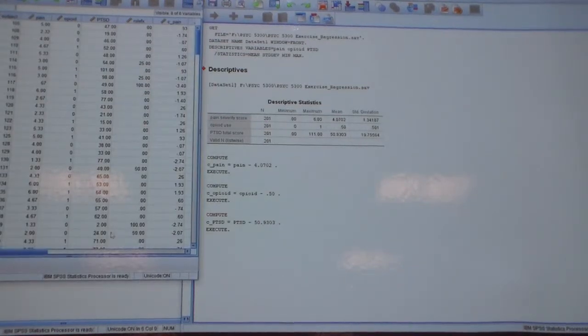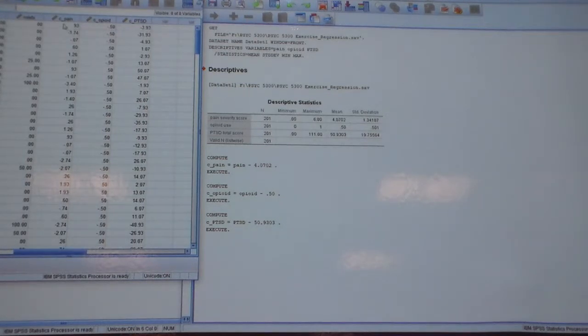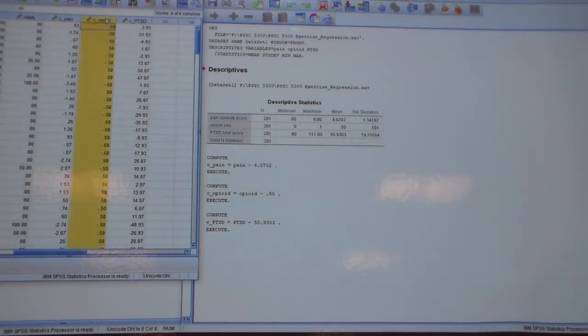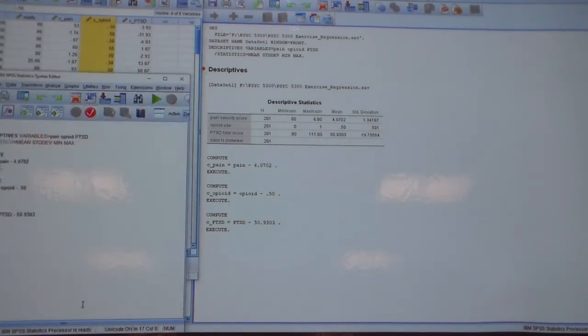Okay. So we're going to go through and run that, and if we look in our SPSS file here, you'll see we've got new variables: pain, centered opiate use, centered PTSD, right? If we take a look, we can see for opiate use we've now got -5s and 5s for people. Again, the only reason it worked out that way is because we've got a balanced design.